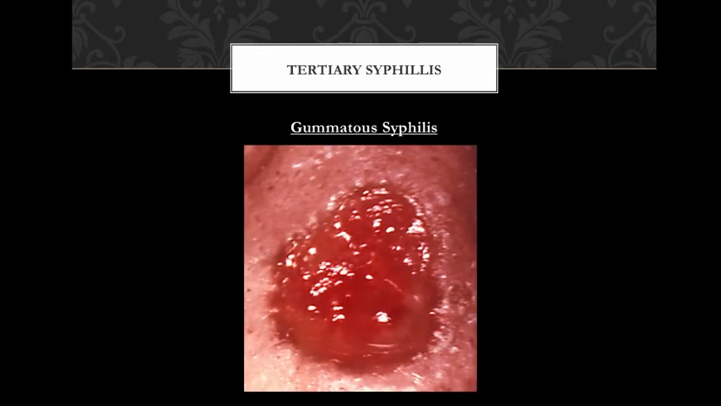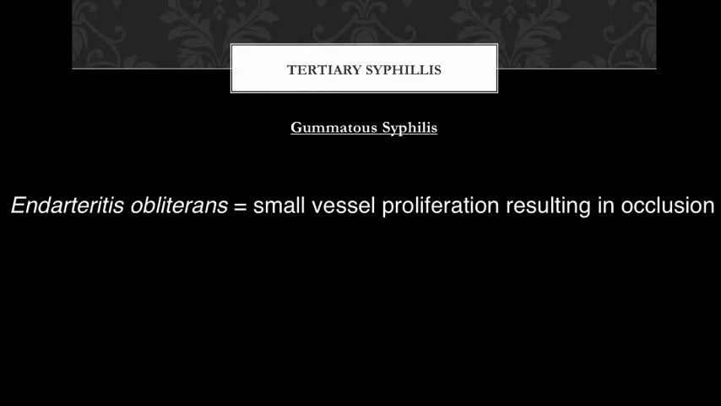Gummas are red, indurated areas of necrotic tissue. Gummas can range from millimeters to several centimeters in diameter. The pathogenesis of gummas is very similar to the pathogenesis of chancres. There's a granulomatous inflammation that results in a large area of necrosis due to this endarteritis obliterans. Gummas commonly occur on the skin and the skeletal system, but any organ, including internal organs, can be involved.